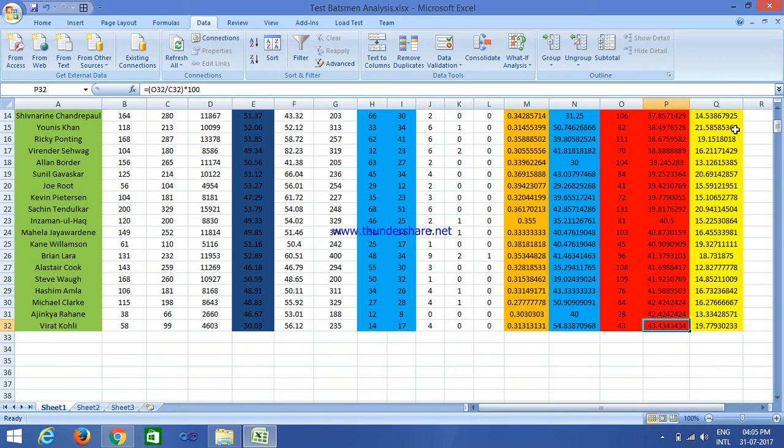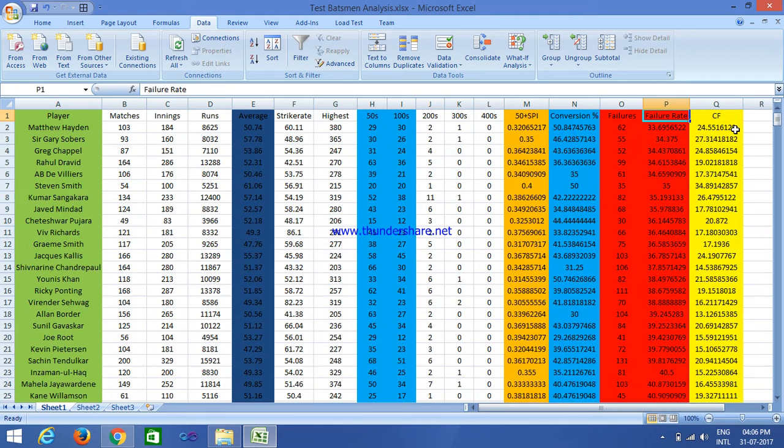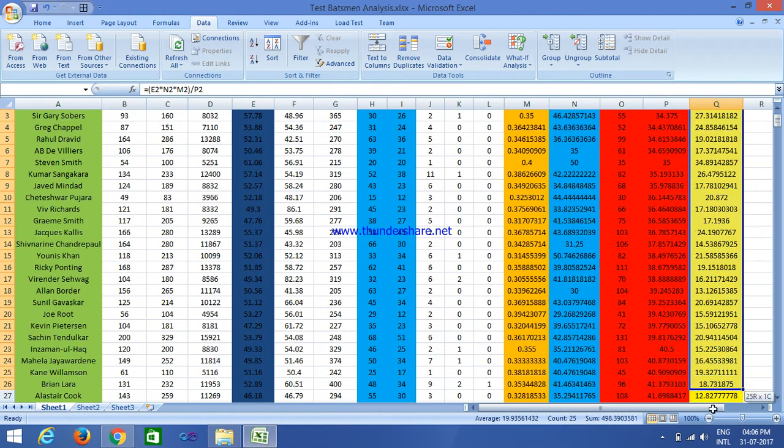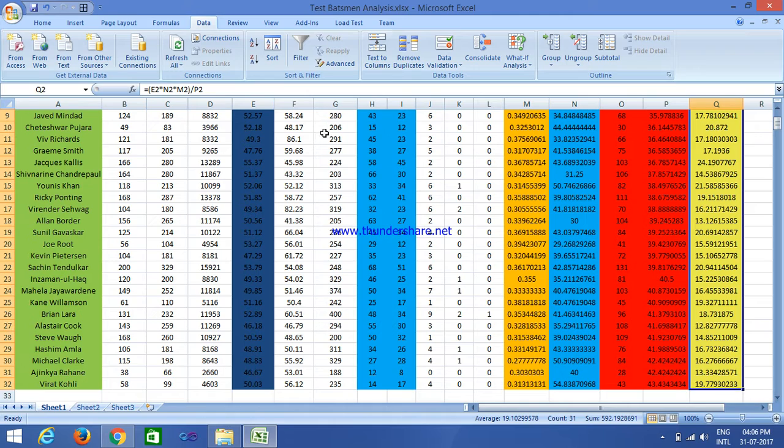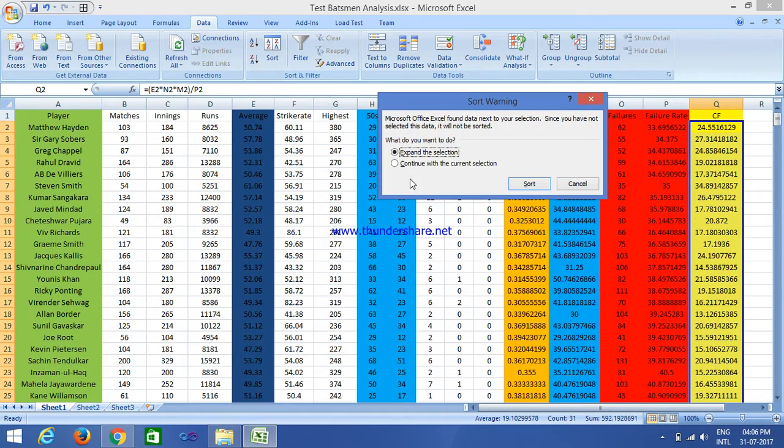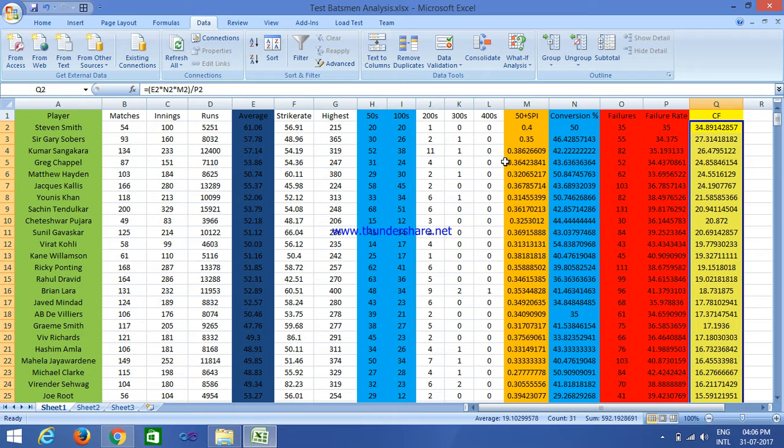And the highest, I guess, is Virat Kohli. Yes, he is there, 43.43%, not acceptable. So if he just works on that failure rate, his consistency factor can really be high. So to finish the video, we'll just again arrange this in the descending order, and we have Steve Smith again at the top. 34.89. So that's it from the Test batsman analysis.